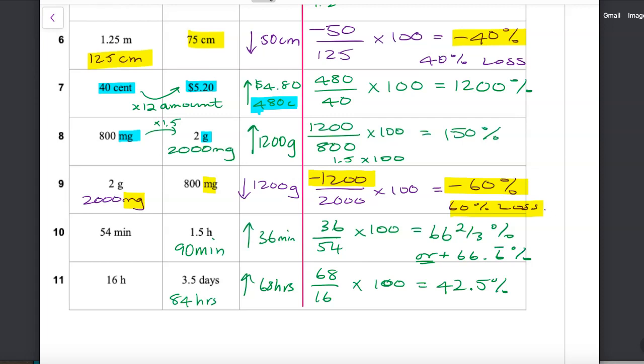In question 10, changing our units both to minutes, we have a percentage increase of 66 2/3%, or 66.6 recurring percent. And in question 11, changing our units to both hours, we have a percentage change that's positive 42.5%.